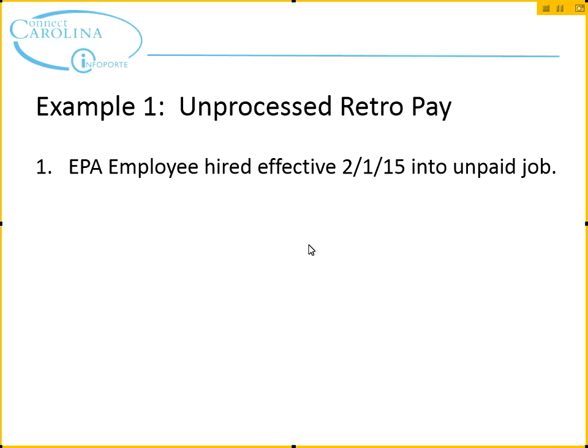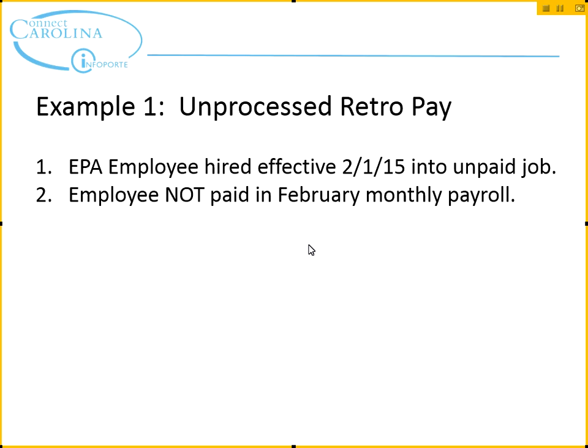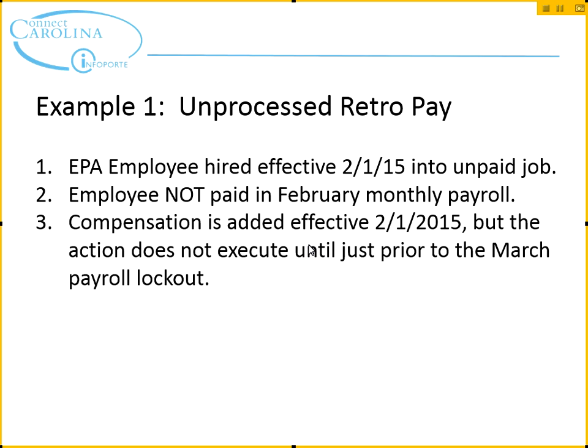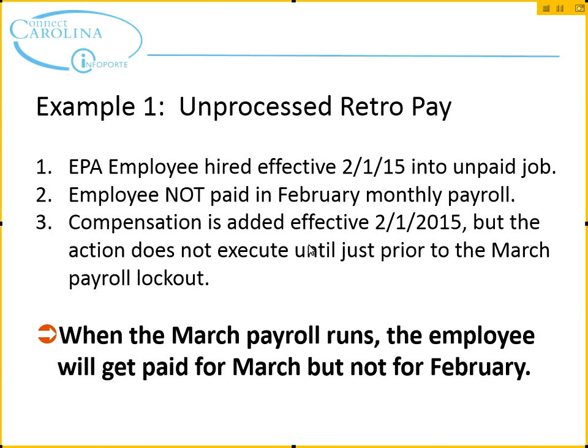So I do want to walk through a couple examples of when Retropay goes wrong, and these are from actual tickets that we've had come in. So we had an EPA employee who was hired effective February 1st into an unpaid job. They were not paid in February on the monthly payroll. The department went in later and added compensation effective February 1st, but the action didn't execute until just prior to the March payroll lockout. So what the system's going to do with that is, when the March payroll runs, the employee is going to get paid for March automatically. That'll work fine, but the system doesn't know to pick up the February pay piece because they did not get a paycheck in the February monthly payroll.